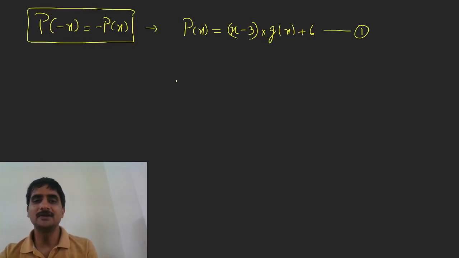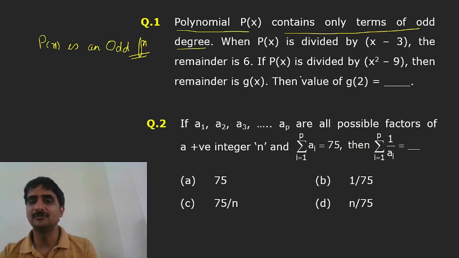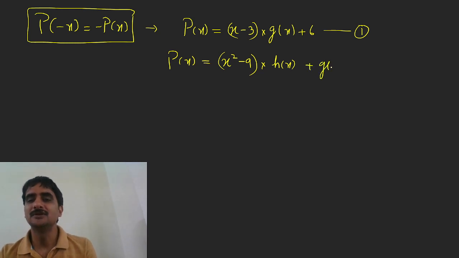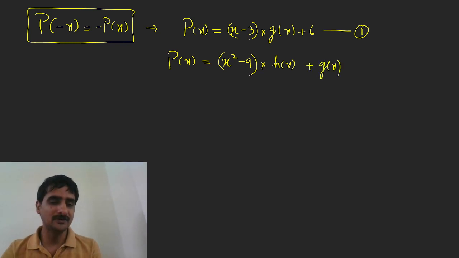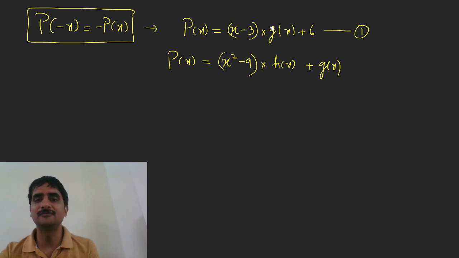And then when it is divided by x square minus 9, so again the divisor this time is x square minus 9, dividend remains same, and I keep the quotient as h of x, and then the remainder is g of x. I'm sorry, I shouldn't have considered g of x earlier. I should have taken it as f of x. Will that be fine? Okay, so this should be f of x. Now what we have to find? We have to find g of 2, बच्चों.